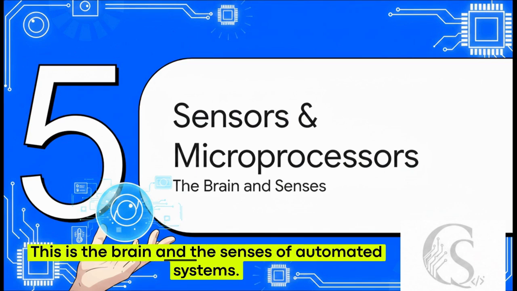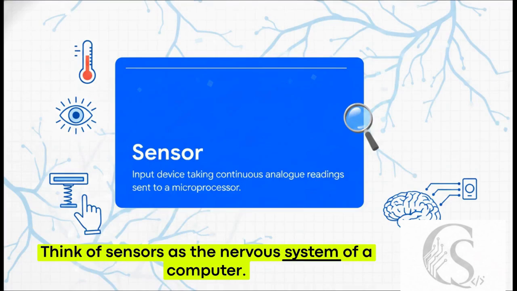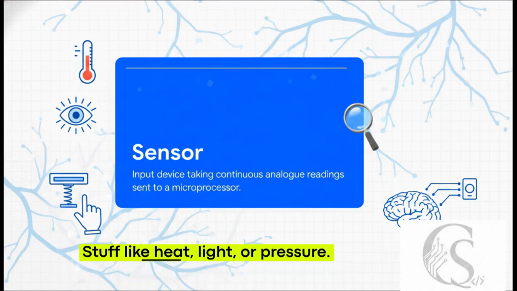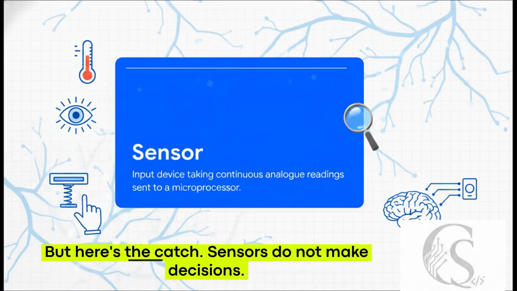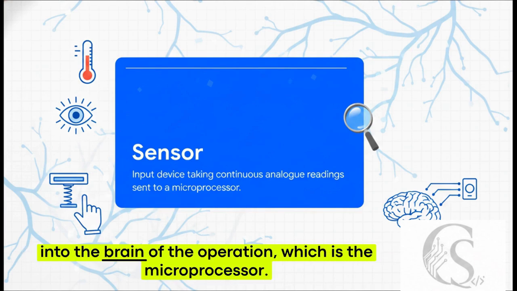This is the brain and the senses of automated systems. Think of sensors as the nervous system of a computer. They're input devices, constantly taking analog readings from the messy physical world, stuff like heat, light, or pressure. But here's the catch. Sensors do not make decisions. They just feed this continuous analog stream of data straight into the brain of the operation, which is the microprocessor.